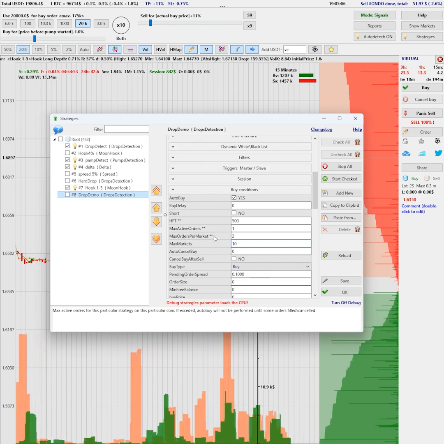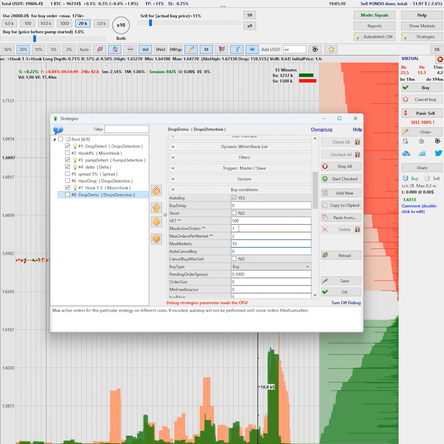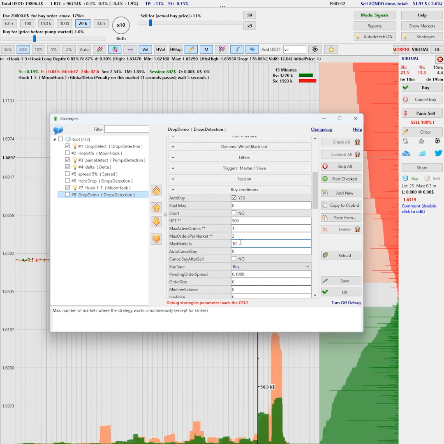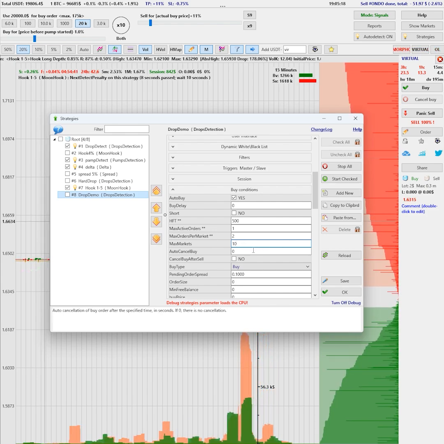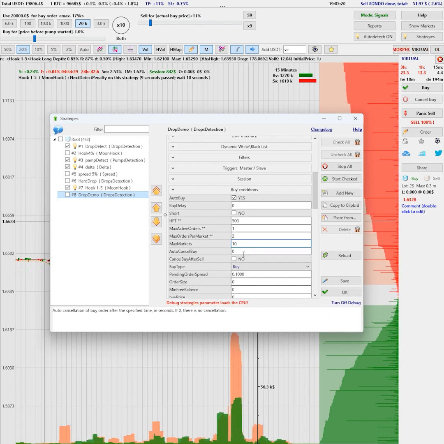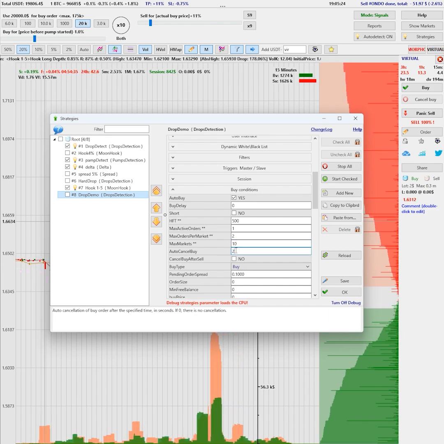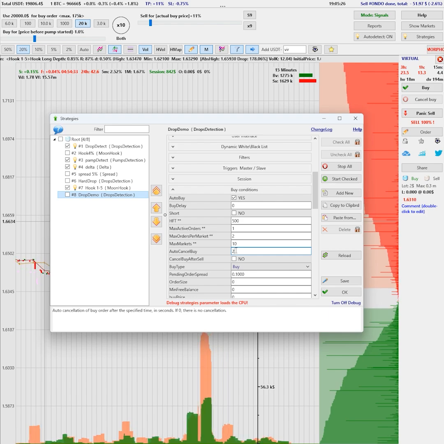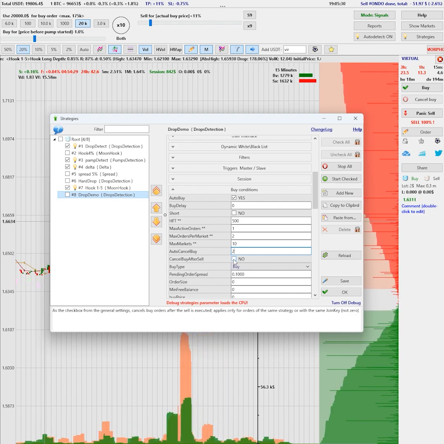Max order per market means max order per coin, so 2 orders per coin. Max active orders just 1. Max market 10 means it will work on a maximum of 10 coins at the same time. Auto cancel buy: let's say I'm going to cancel it after a second. No, let's do 2 seconds. So if within 2 seconds we didn't get filled, cancel it. Cancel buy after sell.